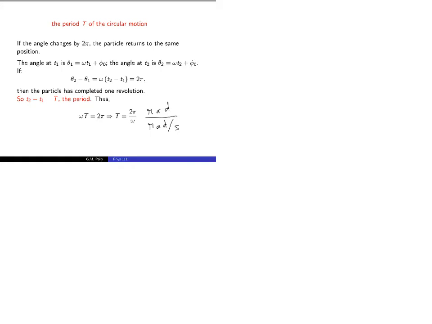How does this work out unit-wise? 2 pi is the angle measured in radians. Omega, the angular speed or angular velocity, is measured in radians per second, which makes sense. Normal speed is measured in meters per second because it looks at how distance changes with time. Angular speed is measured in radians per second because it looks at how angle changes with time. If we look at this ratio, radians divided by radians per second, we get seconds. And so the time period would be measured in seconds.